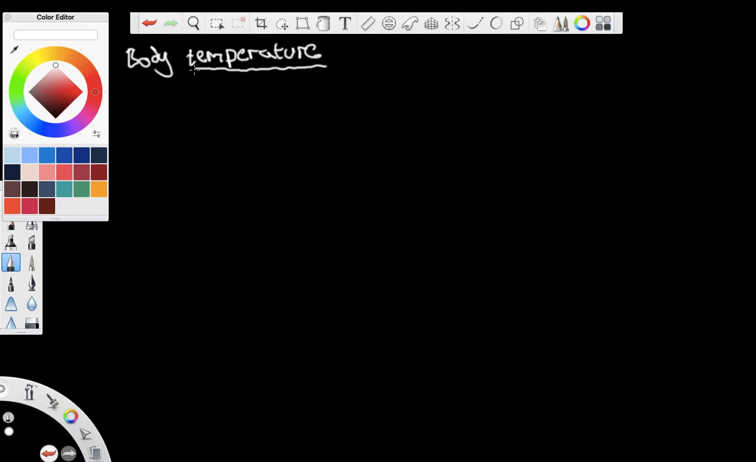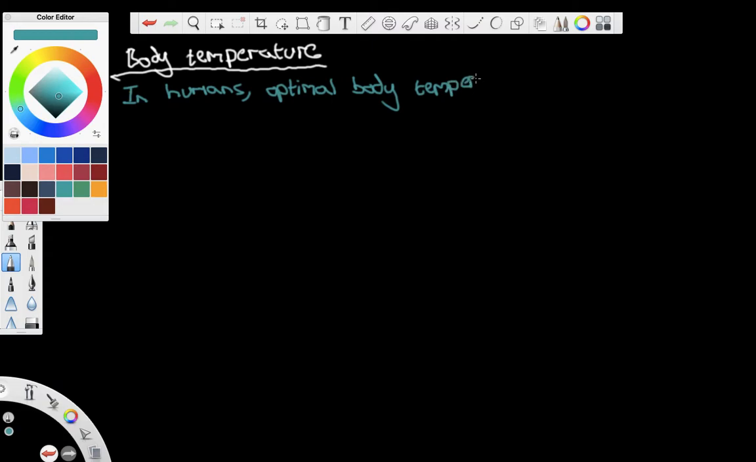The optimum body temperature for humans is 37 degrees Celsius. So we can put, in humans, comma, optimal body temperature is 37 degrees Celsius. Okay? This is so enzymes can work at their optimum rate.